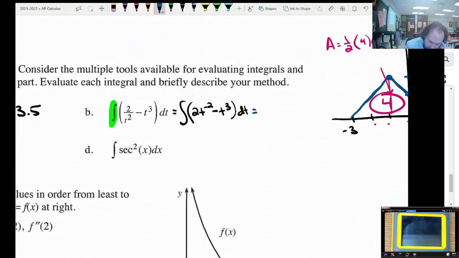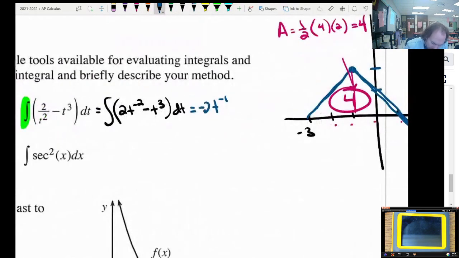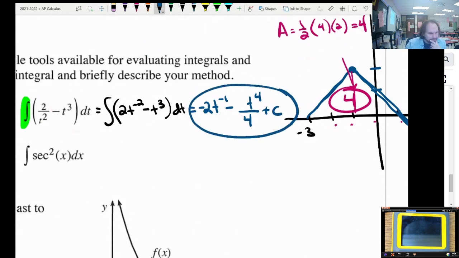The antiderivative of t to the -2nd power is t to the -1st power. Got to go up 1 degree. The coefficient there will need to be -2 so that it cancels out. That will take care of that. The antiderivative of t to the 3rd is t to the 4th. And we're going to need to put this over 4, so that will cancel out when we bring the 4 down, plus c. That's the answer there.